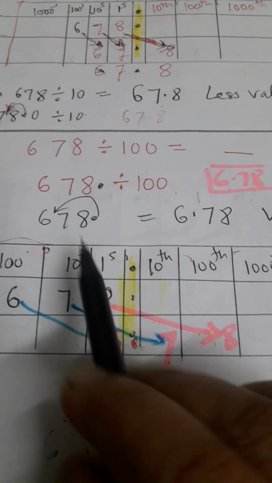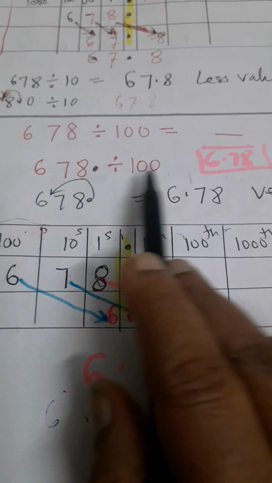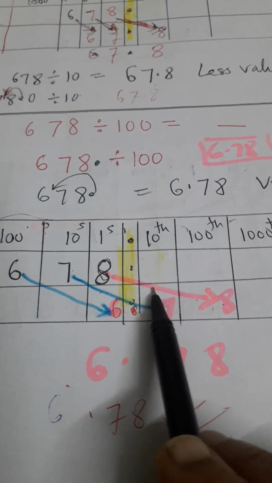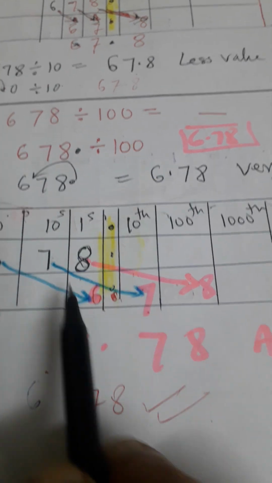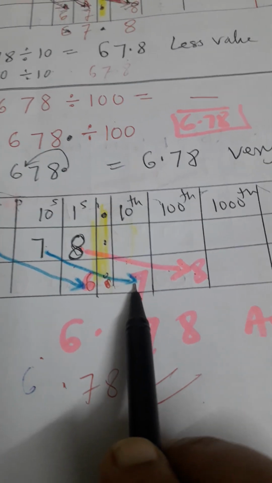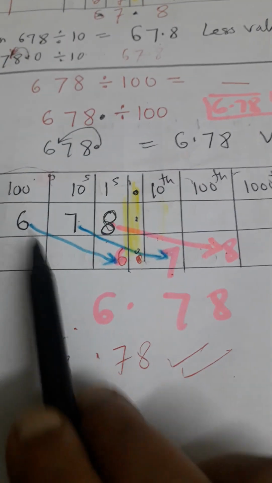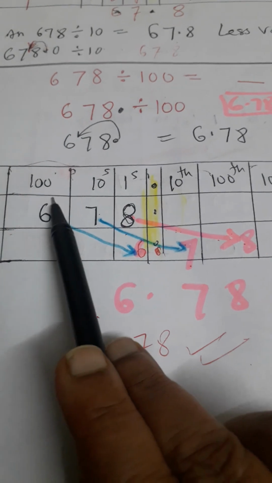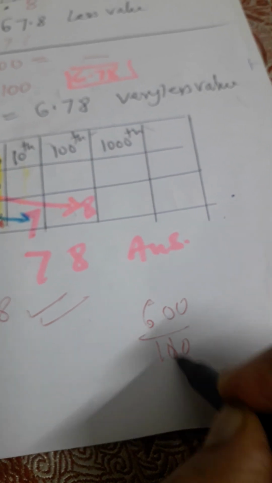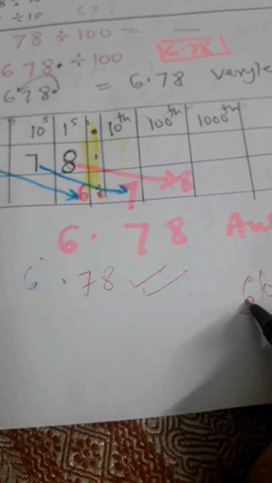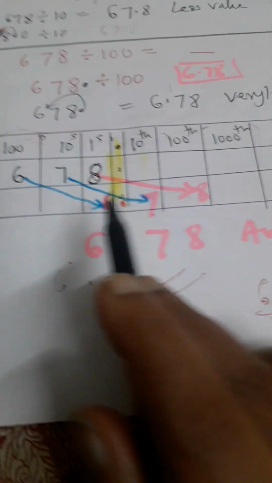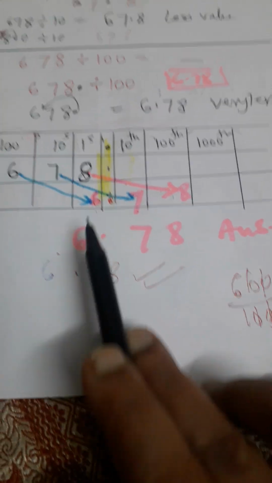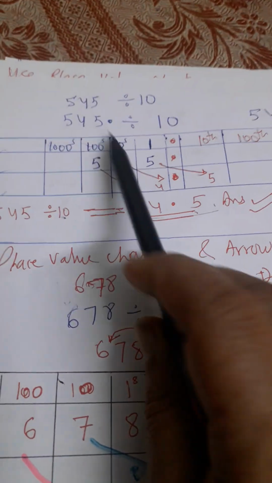Clear to you? 678, when it is divided by 100, we have to shift this 8 two columns back. It will be less now. 7 will jump 2 columns back. Now it is less. 6 is jumping 2 columns, second column, so it is now 6. Earlier it was 600, but 100. See, I told you earlier, 600 divided by 100, these 2 zeros will be cancelled out. Only 6 will remain. Now it is changed into ones, right? So when we are dividing, it is becoming less. Clear, Ellie? Now again I will show you another example.